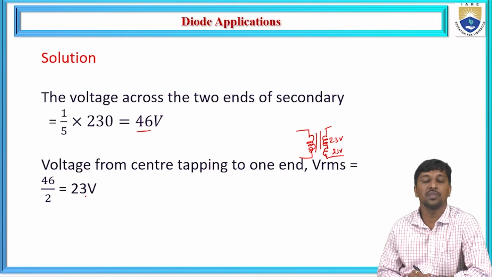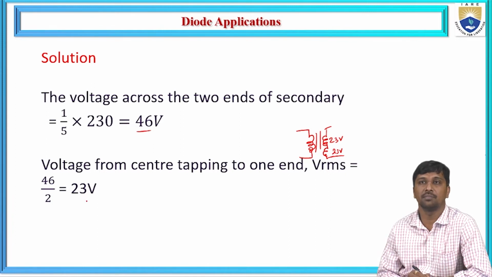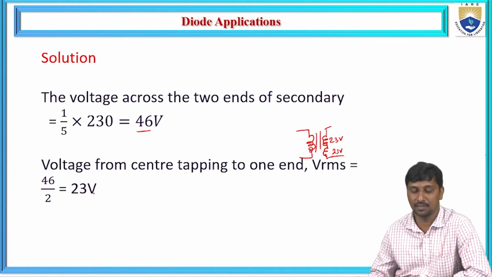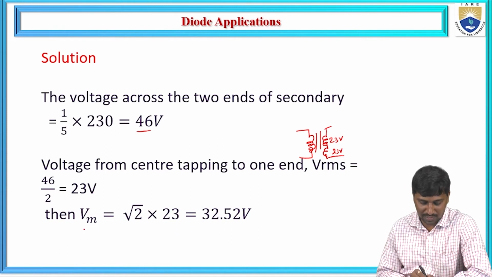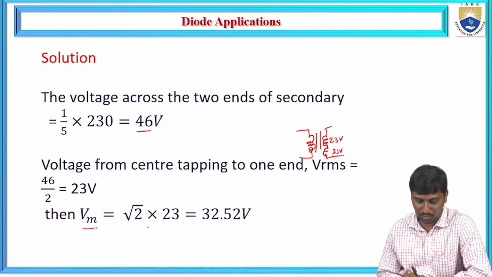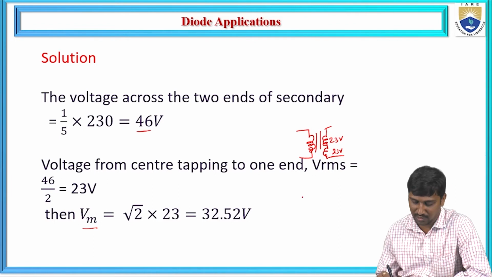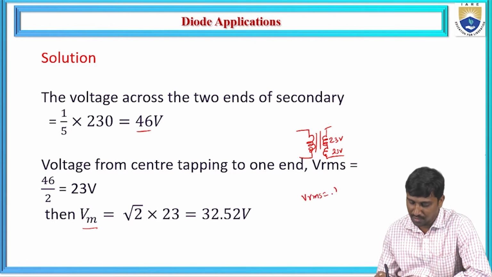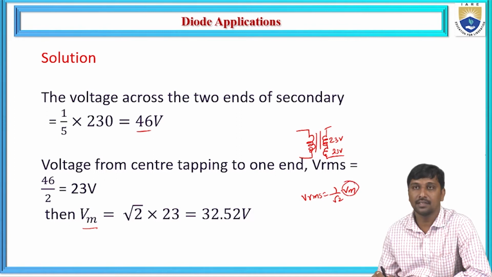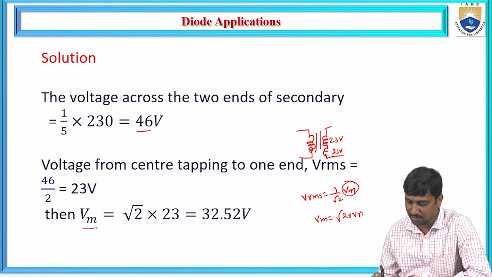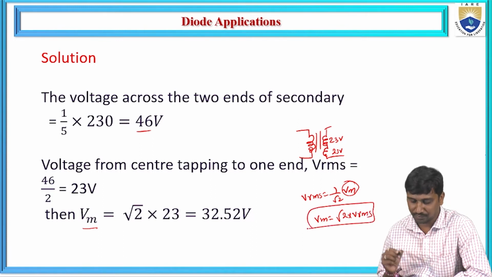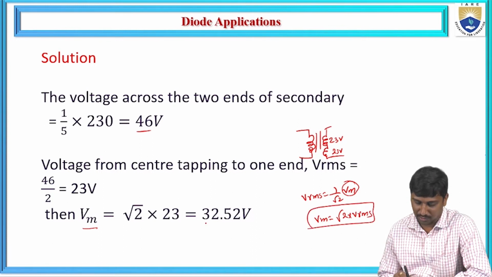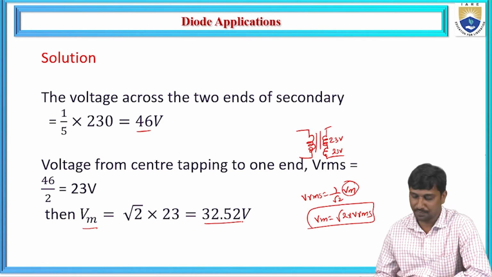From this, now we need to calculate how much peak voltage will be generated. We know that Vrms is equal to 1 by root 2 times Vm. Hence Vm is defined as root 2 times Vrms, that is root 2 into 23, which is 32.52 volts.